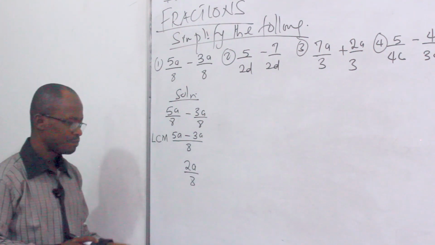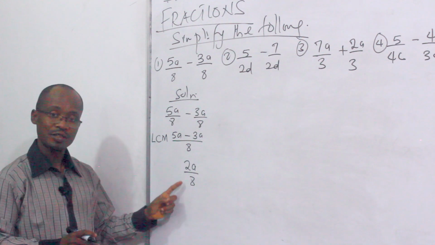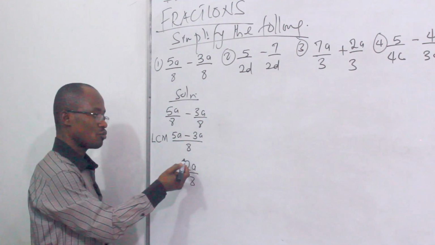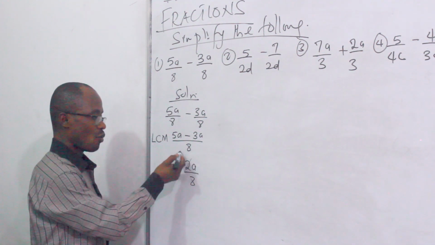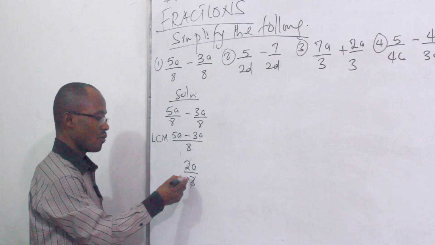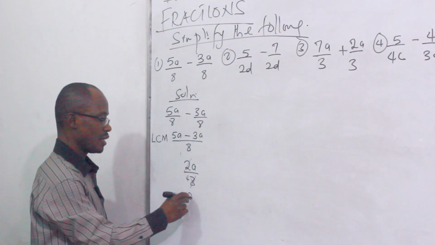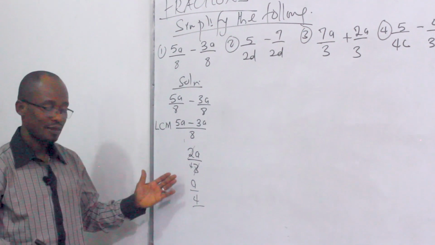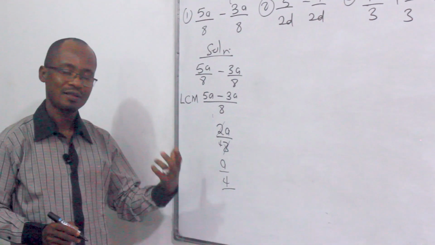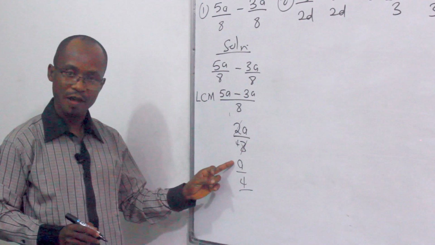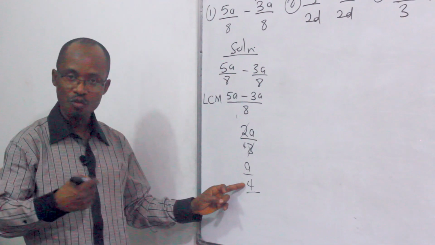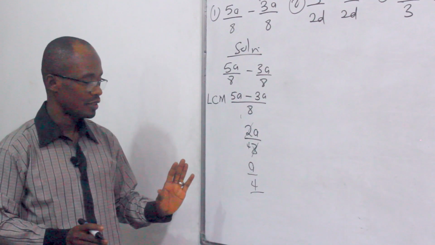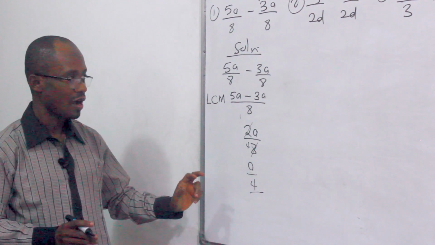Another thing is that 2 is a factor of 8. So we can easily go this way. 2 goes into 2 one time, 2 into 8, 4. So at the end of the day, this will be the same thing as a over 4. We can't simplify further because these are two dissimilar terms. This is a variable, that is a letter. This is a numeral, that is a number. So the result is a over 4.